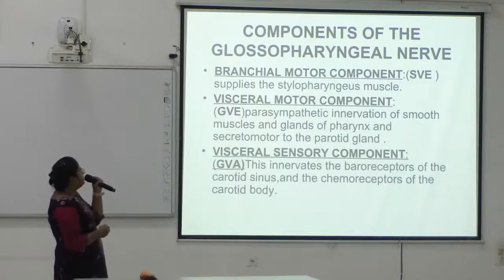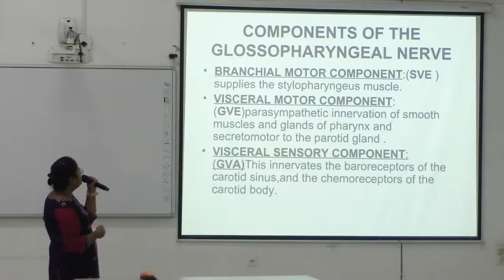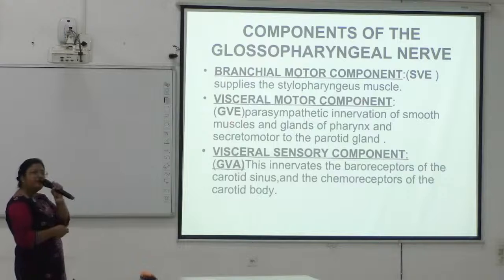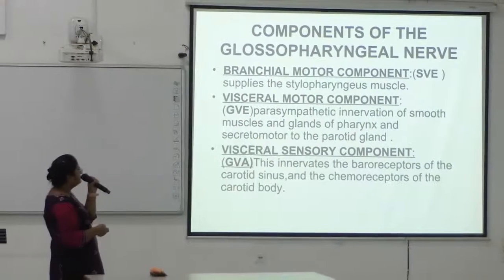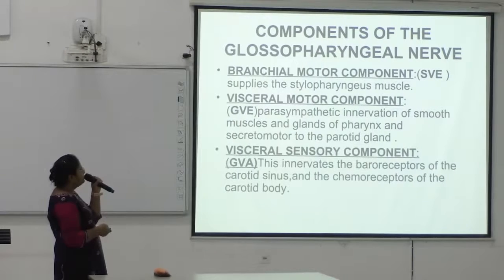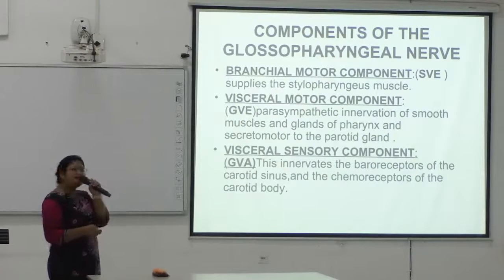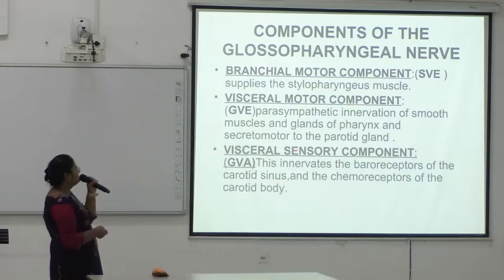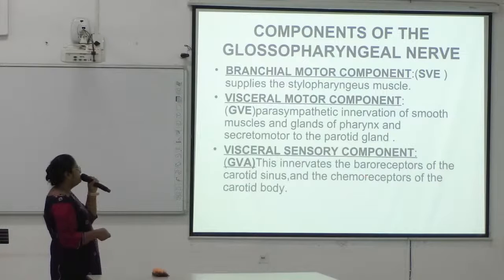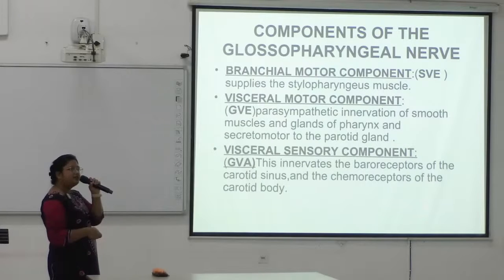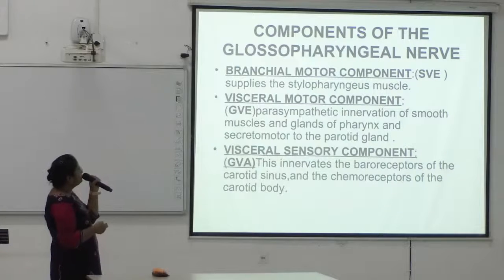Now, the visceral motor component, or general visceral efferent, gives parasympathetic innervation of the smooth muscle to the parotid gland. Next is the visceral sensory component, general visceral afferent, which innervates the baroreceptors of the carotid sinus and the chemoreceptors of the carotid body. So these are the components of this nerve.